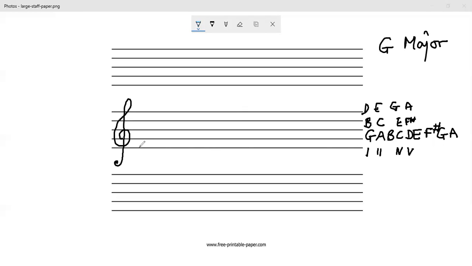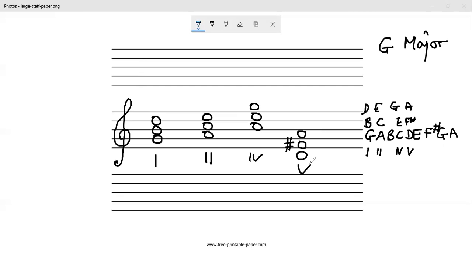So if I was going to write these out, I'm going to put chord 1. I'm going to put G, B, D. That's chord 1. Chord 2 would be A, C, E. Chord 4 would be, let's do it up here, shall we? C, E, G. Chord 4. And chord 5 would be D, F sharp, A. That's chord 5.